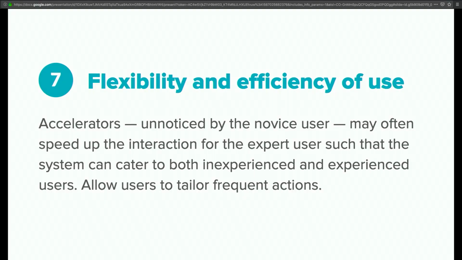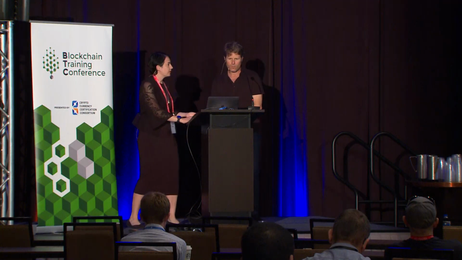So flexibility and efficiency of use. This is kind of harkening back to what I touched on earlier. You want to help a novice user through a system for the first time by giving them little tips, helpful cues, kind of holding their hand, but you also want to let that expert user blaze through it as fast as they want. So how can you allow users to tailor these frequent actions without throwing novice users off their base? I think we have a video.